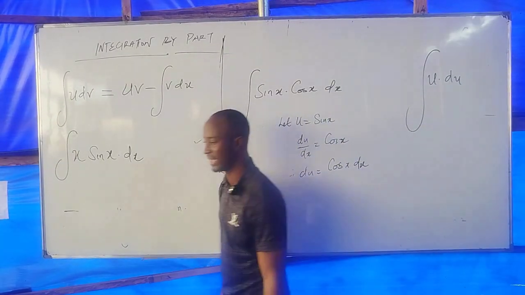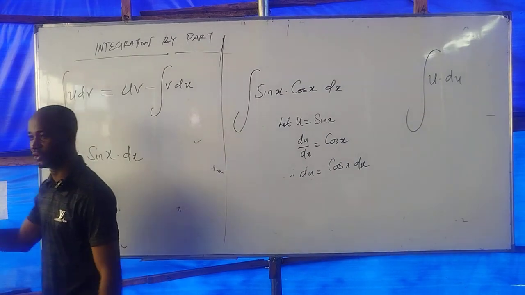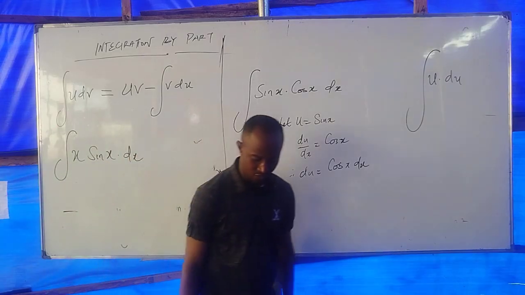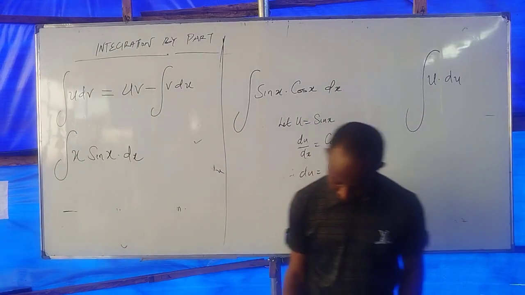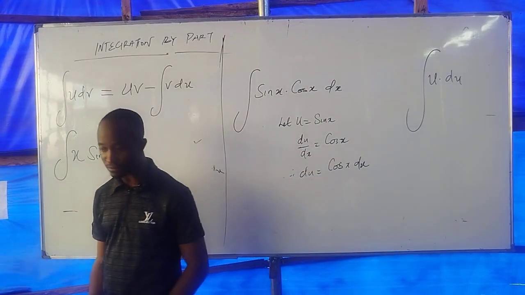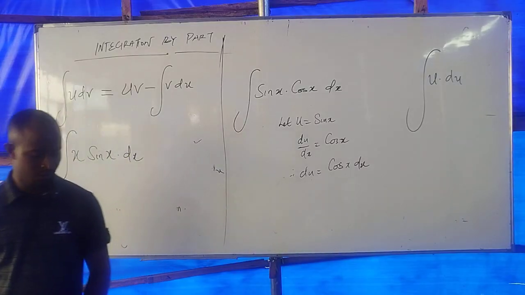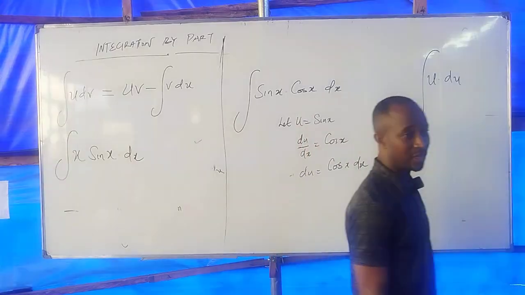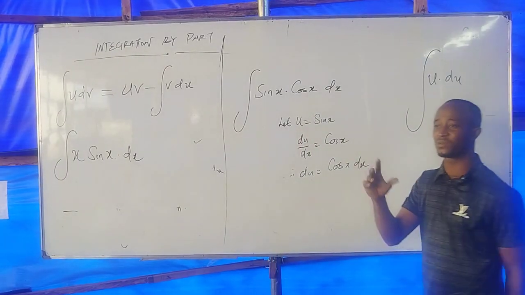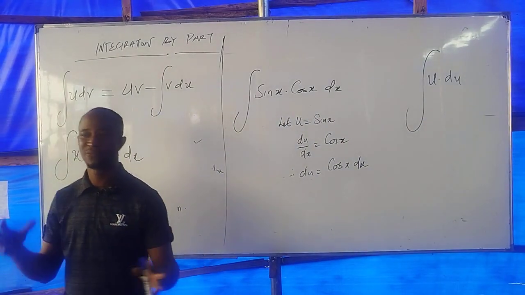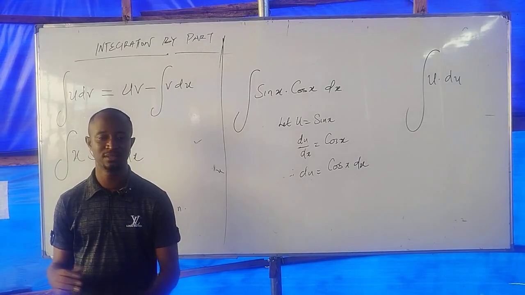Subheading: Choosing u and dv. Please, you have to note. Please pay attention. I'm not flowing in this class. Ella, you're distracting me. What's happening there?